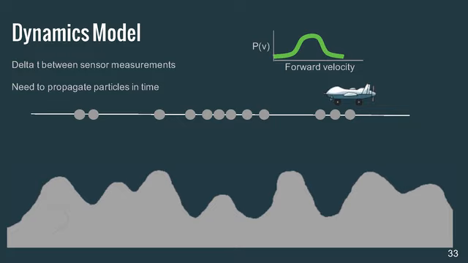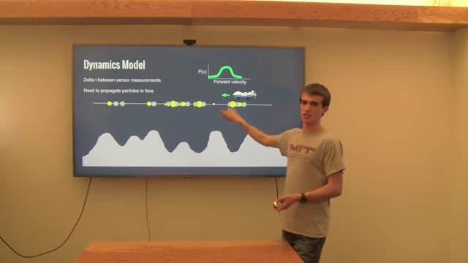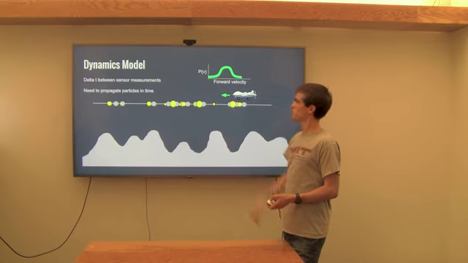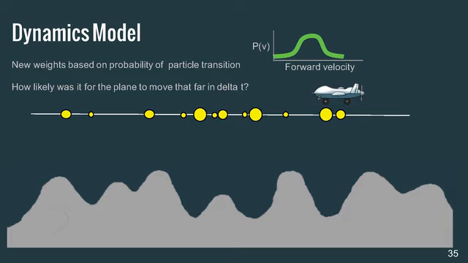So essentially this is your change in time between sensor measurements. Obviously if you're only getting sensor measurements at 10 hertz, then you can propagate in between each of those. So here we are, using our new sample particles, propagating them forward. For example, this one moving there is a low likelihood, that's a large distance, and these moving at a shorter distance is more likely, given our model. So we have those new ones. The new weights are now based on the probability of it transitioning to that point. How likely is it for the plane to move that far, essentially?